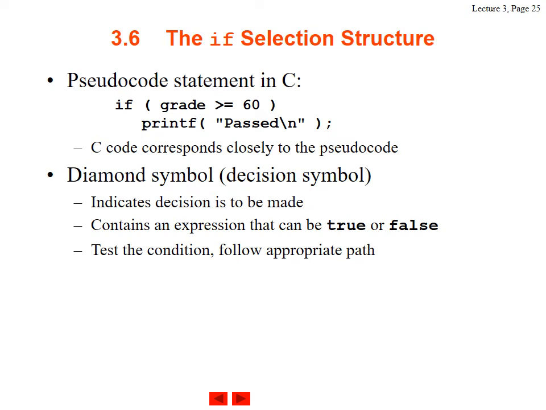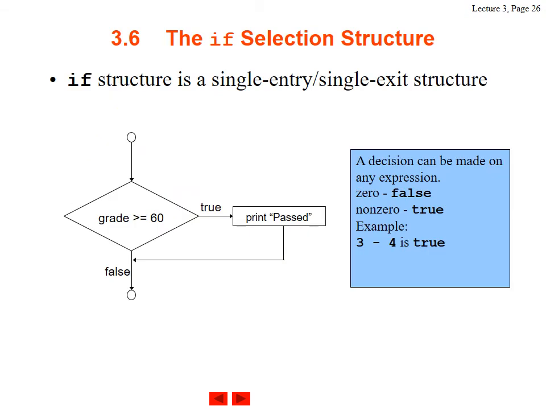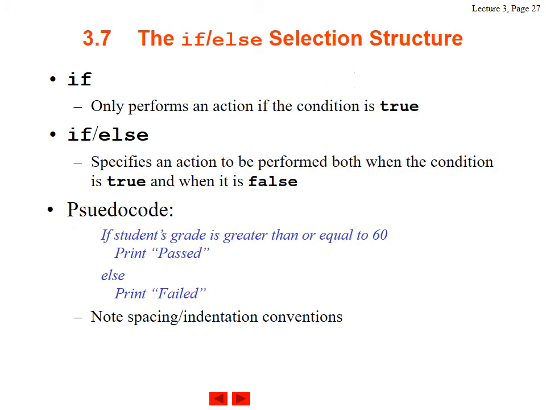If it was a flowchart, that's where we use our diamond structure. If yes, go there. If no, go there, right? You learn this in your flowcharts, right? So if structure, grade greater than or equal to 60, print passed; false, you do nothing, right? This is the same thing, but you can also have more than one if statement.